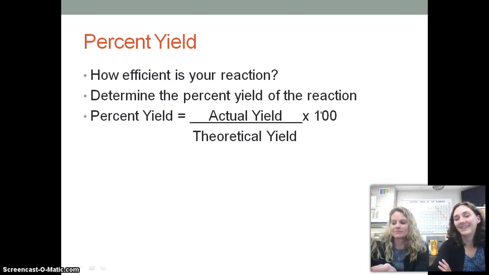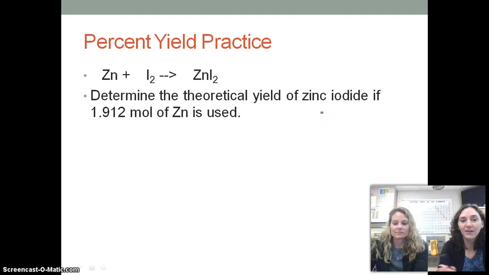Let's do a problem. What do we have to do first? Always look and make sure it's balanced. One Zn, one Zn, one I, two I's. We're good. Determine the theoretical yield of zinc iodide if 1.912 moles of zinc is used. So we've got to change moles into grams. Okay, we can do that.